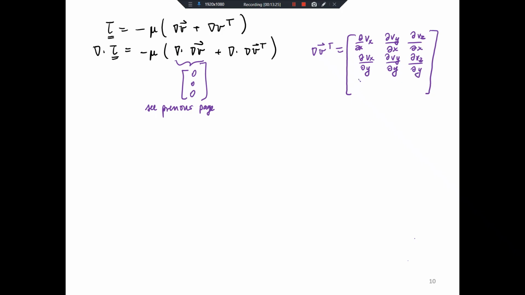And a similar thing is happening in the third row, just now with respect to z. So now I want to take the divergence of that. Again, I will proceed as before. I will first take the first column, and I will take the divergence of that first column.